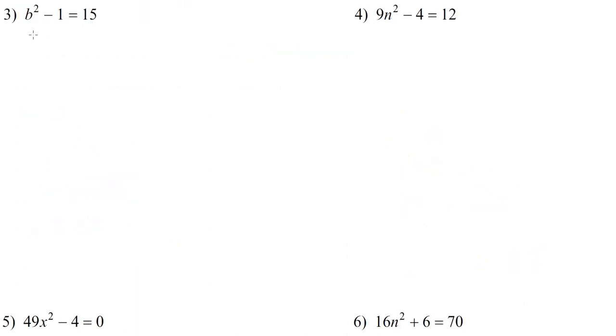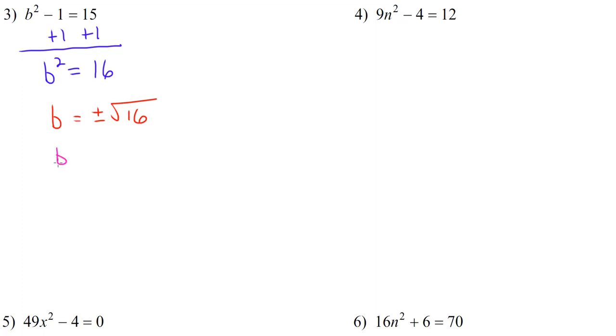All right, next example, b squared minus 1 equals 15. So first we have to get rid of this negative 1. We need to add 1 to both sides. This gives us b squared equals 16. Now I don't want b squared, I want b. So the square root of b squared is b. And so that equals positive or negative radical 16. And you should already know that 16 is a perfect square. So b equals positive or negative 4. So our two answers are b equals positive 4 and b equals negative 4.